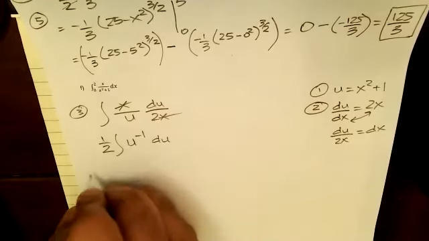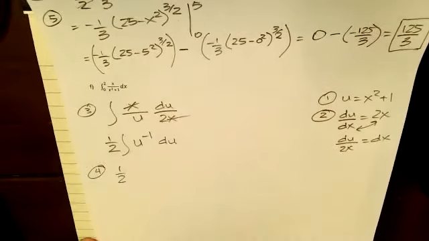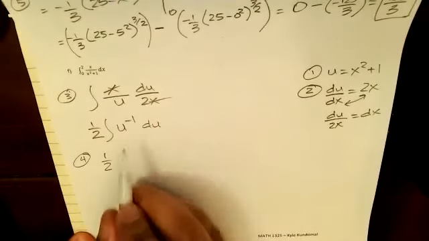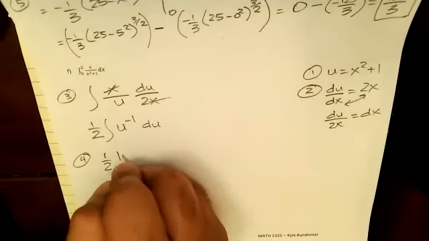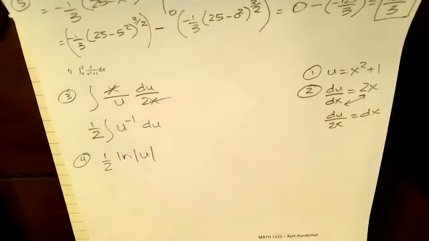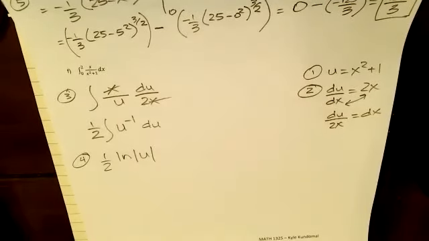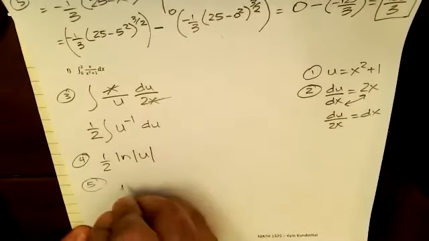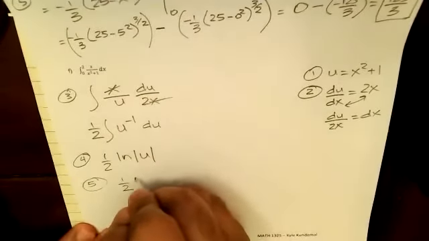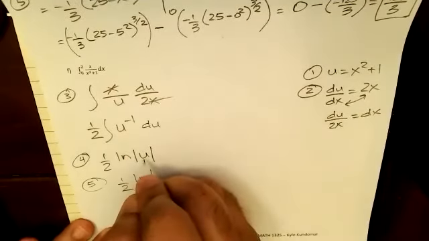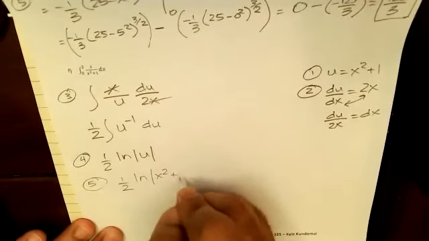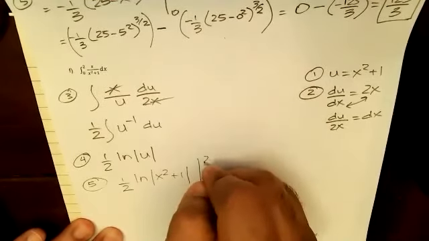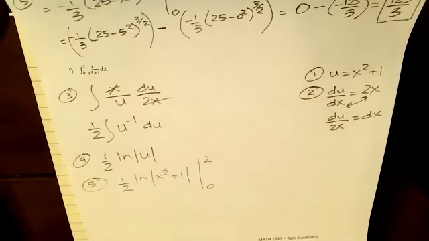Now in step 4, I'm going to do the antiderivative. The antiderivative of u to the negative 1 is the same thing as the antiderivative of x to the negative 1, which is the ln. So I'm going to say 1/2 ln u. Step 5 now, I'm going to replace the u. In place of u, I'm going to put in x squared plus 1. And then I'm not going to put plus c. Instead, I have to plug in the numbers 2 and 0 in this case.